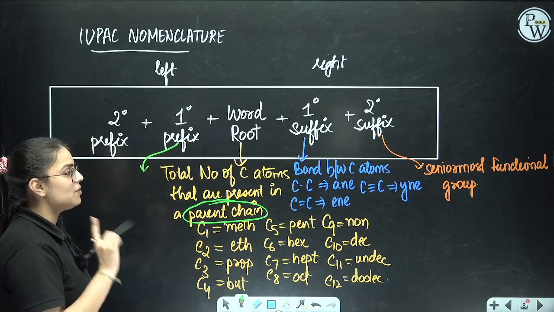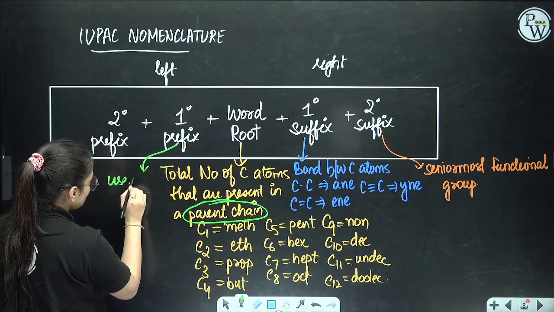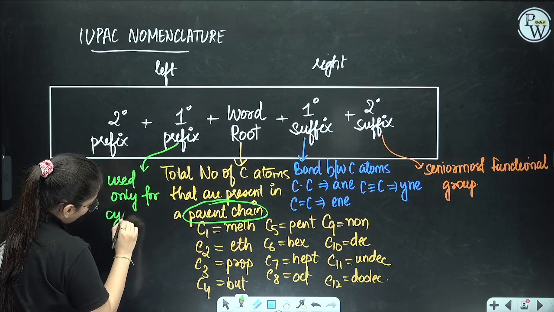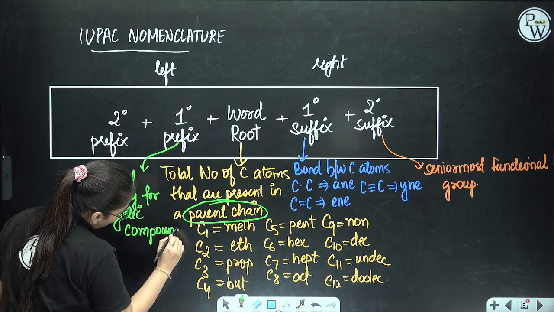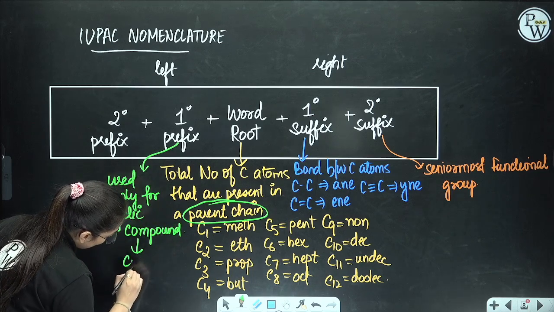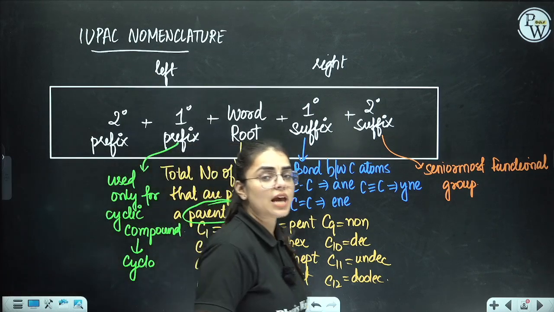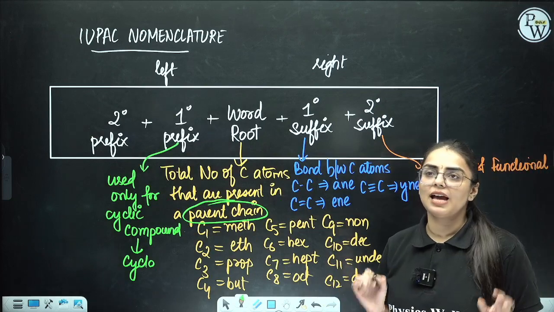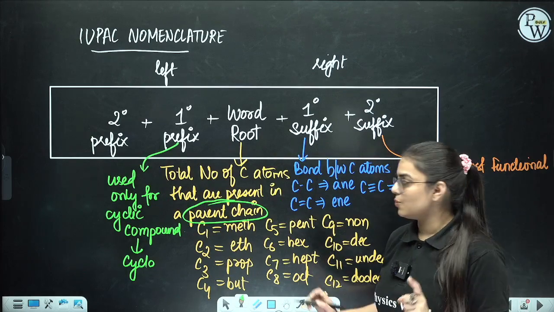See, primary prefix is used only for cyclic compounds. When there is a cyclic compound, you will be using cyclo. Otherwise, we are not going to use anything as a primary prefix. When it is an open chain compound, we are not going to use anything.